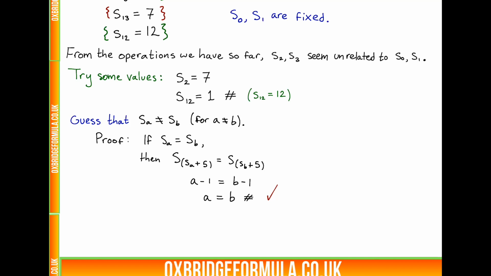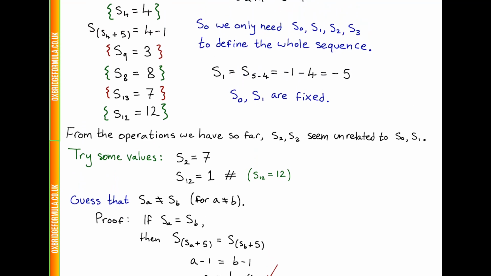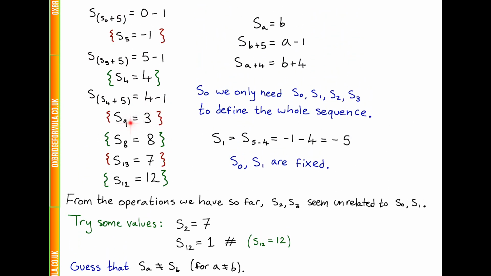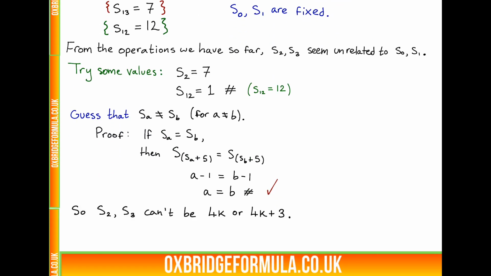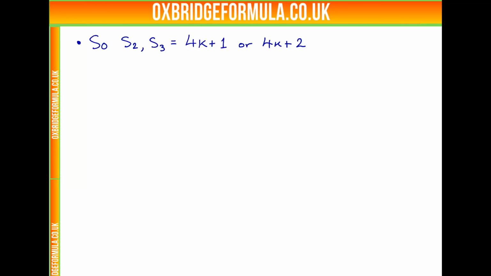More importantly, what does this tell us about S2 and S3? Remember that all the numbers we had here were of the same form. We're adding 4 each time. We have numbers that are multiples of 4, and we have numbers that are 3 more than a multiple of 4. And so, we know that S2 and S3 can't lie in these categories. Why is this helpful to us? If S2 and S3 don't lie in those two categories, they must be of the form 4k plus 1, or 4k plus 2. Let's try one of these.